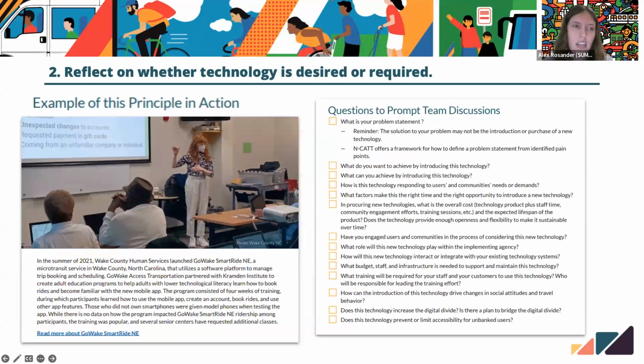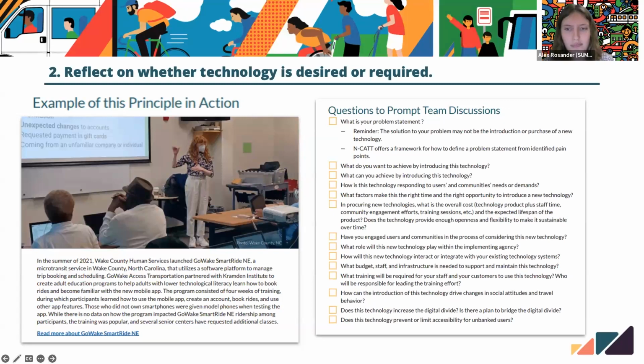And so one of the examples we included in the book that we felt did a good job at exemplifying this principle was Wake County Human Services, who launched their Go Wake Smart Ride program, which is a microtransit service in Wake County, North Carolina. It uses a software platform to manage trip booking and scheduling, right?